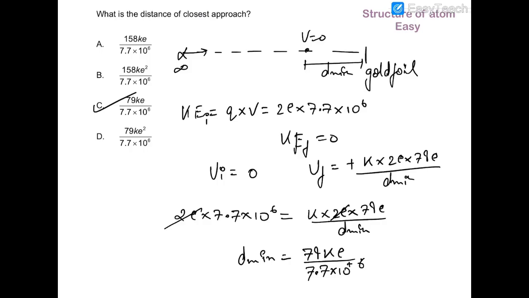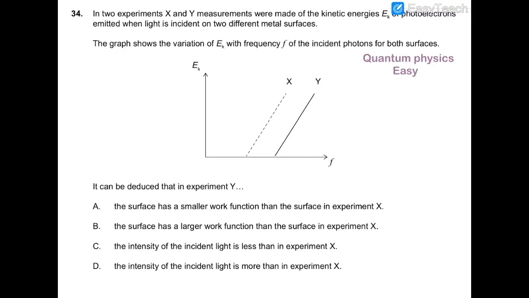Okay, now we move on to the next question. In this question, you can see that in two experiments, X and Y, measurements were made for the kinetic energy of photoelectrons that are emitted when light is incident on two different metal surfaces. The graph shows the variation of kinetic energy with frequency of incident photons for both. What can we deduce about experiment Y?